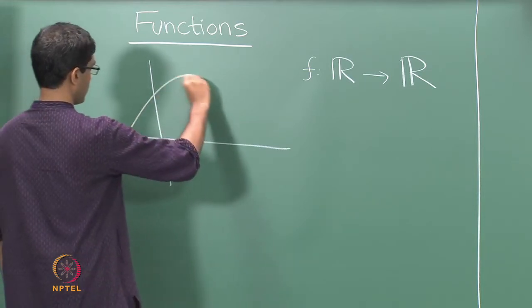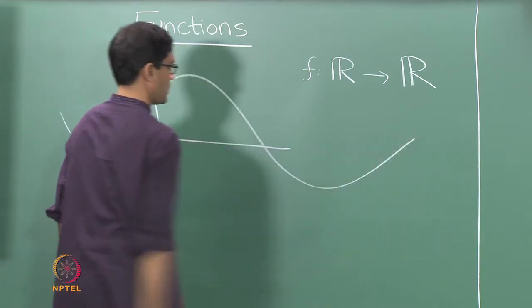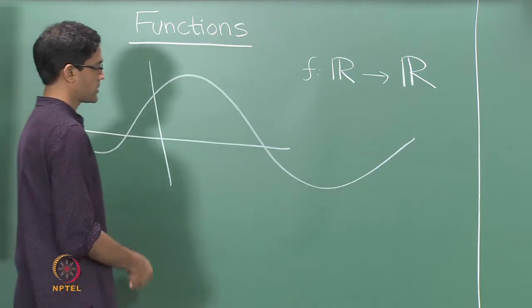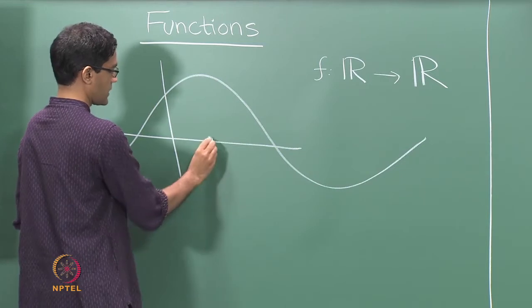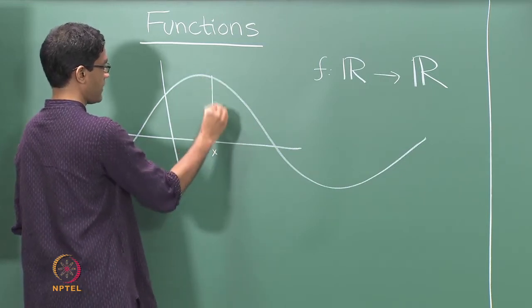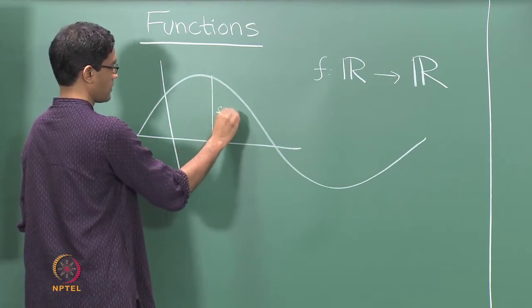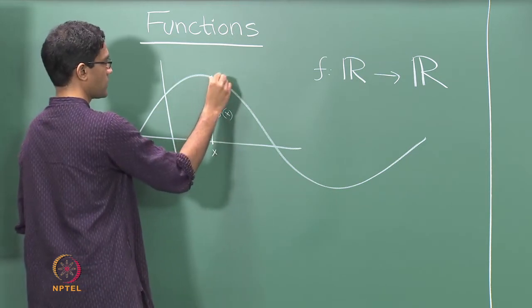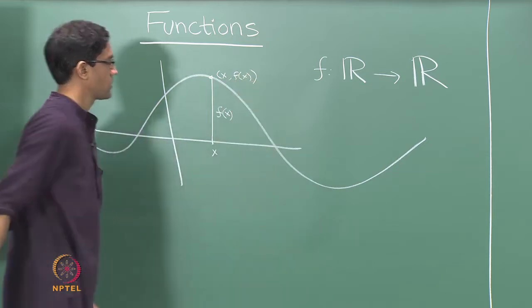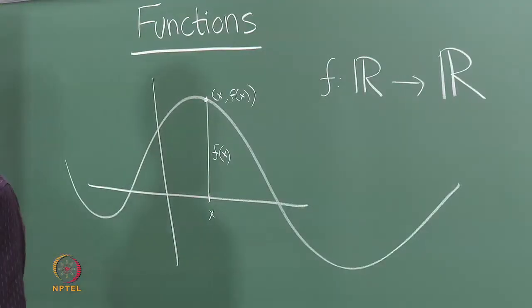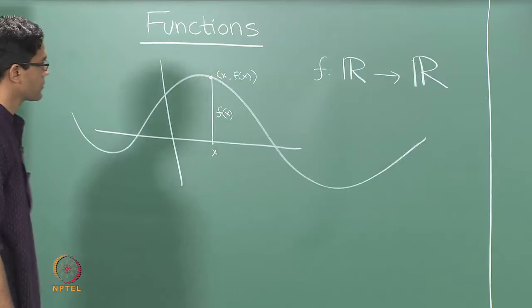So, this is how we mostly think of functions, and what this really means of course is for each value of x, the function value f of x is what is denoted along the y axis. So, the point here is just x comma f of x, and we just join all these points x comma f of x as x takes all possible real values.